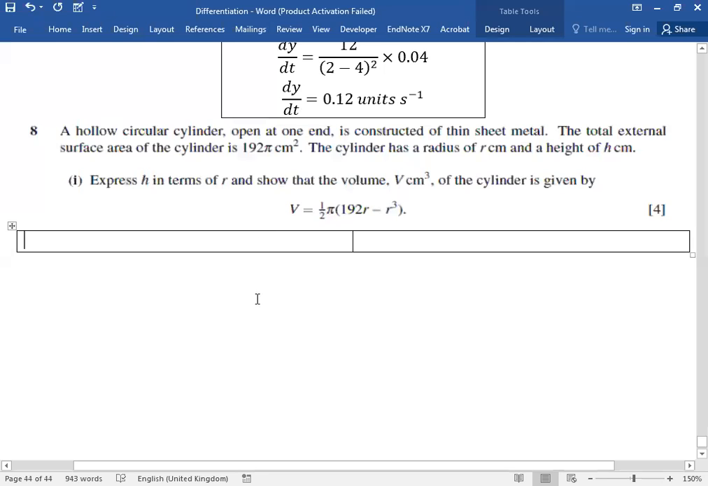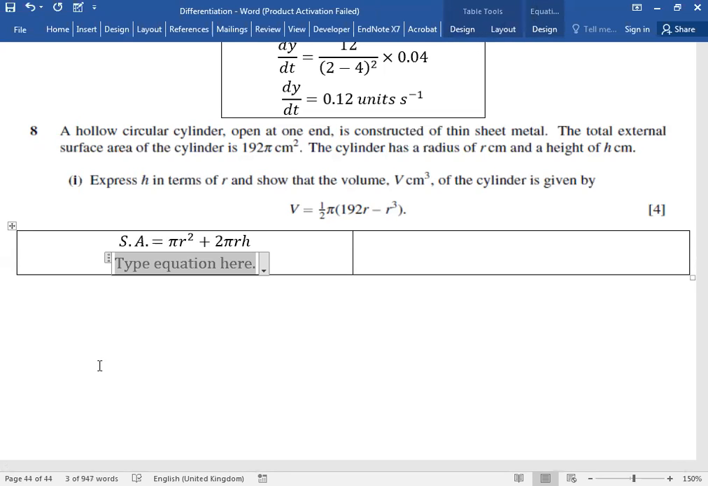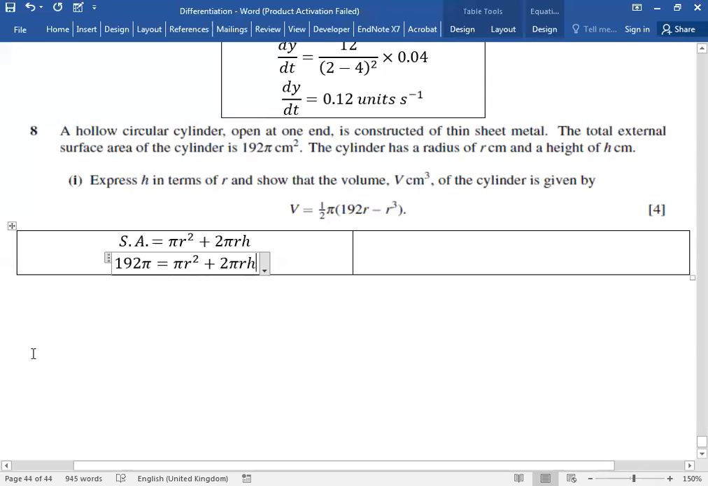If we were to find the surface area of this hollow circular cylinder, the question is specifying that it is open at one end. So how many surfaces does it have? 2. If it is open at one end, there are two surfaces. One is a circle which is pi r square, and the other is a curved surface which is 2 pi rh. Question has already told us that this is 192 pi. एक इक्वेशन हमने डेवलप कर ली जिसमें this which is an equation relating r and h.